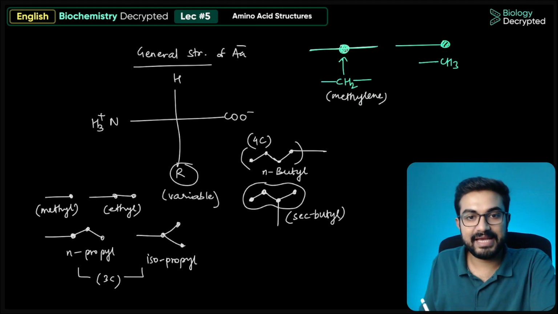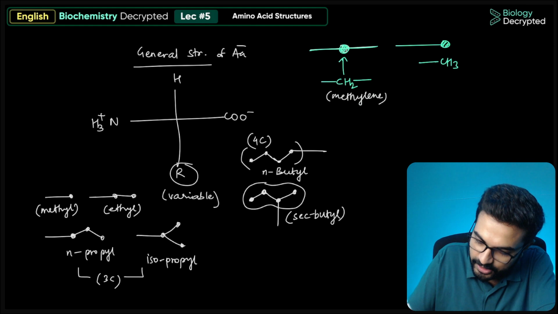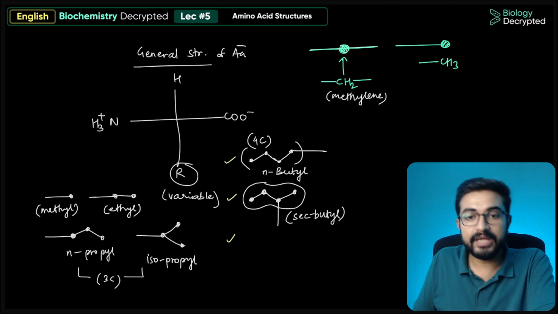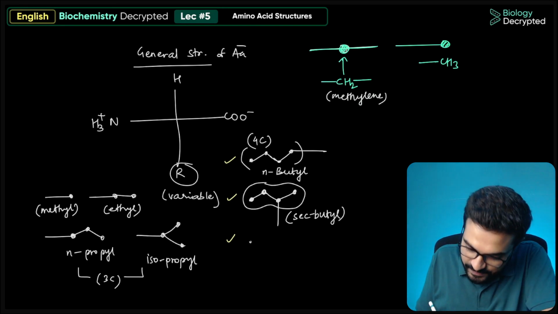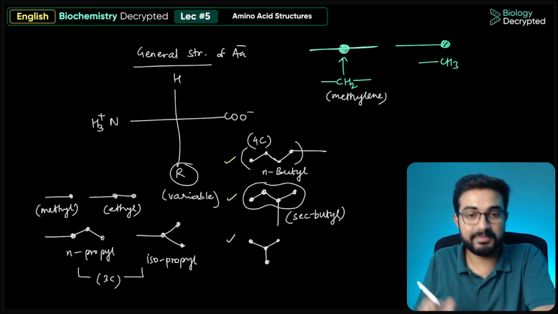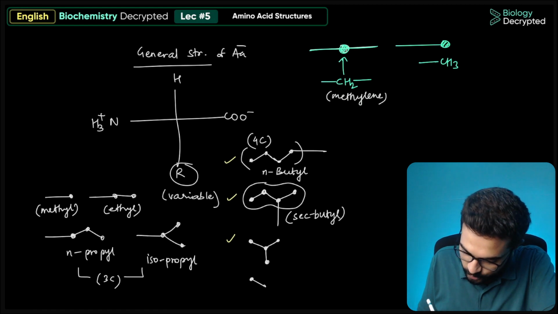We'll call this sec-butyl. Then there is another possibility. After N-butyl, we can have sec-butyl. After sec-butyl, we can also have isobutyl. Now, let's make a logo of Mercedes like this, or you can say you can make a Y like this. Now, we have to make 2 Ys here.